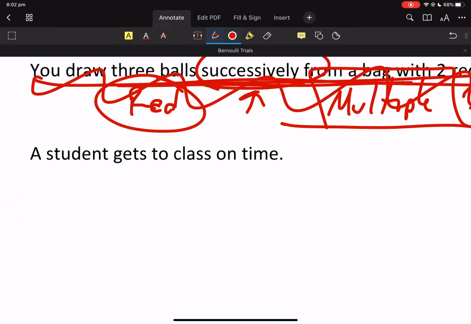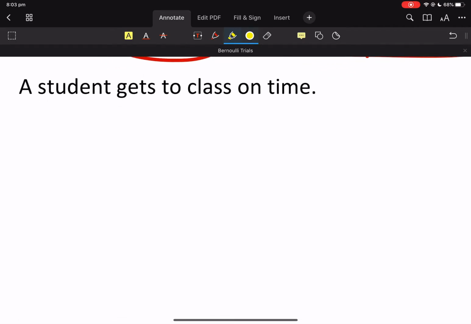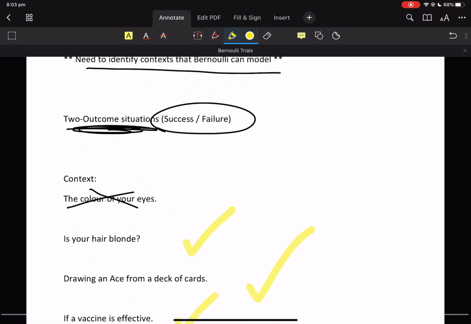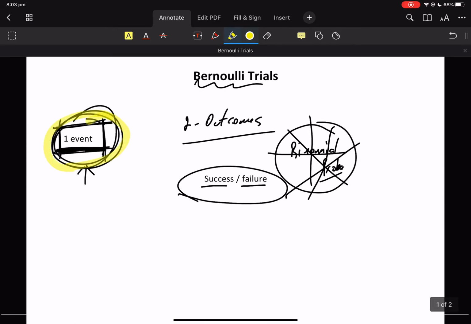Lastly, a student gets to class on time. Well, clearly, if you're my student, you are on time. But yes, generally we're going to say yes, that could be either you're on time or you're not on time. Pretty basic. It's really binomial probability revision, and even simpler than that because it's one event.